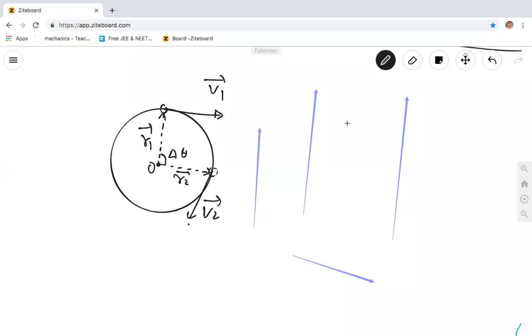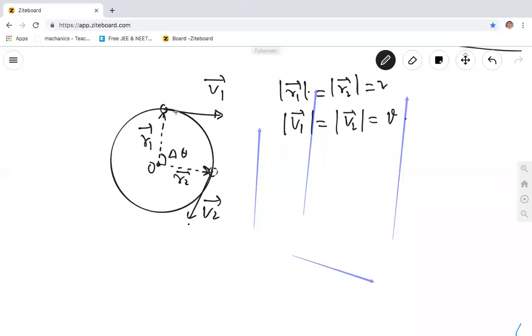Don't we know that? Yes, we can write r1 vector magnitude is equal to r2 vector magnitude is equal to r, because length is the same. It's the direction of the radius vector which changes when the particle moves. And what about the velocity? v1 vector magnitude is equal to v2 vector magnitude is equal to v, because speed remains constant. The magnitude of velocity remains constant. It is only the direction which changes.